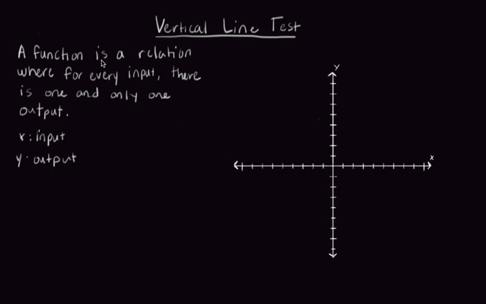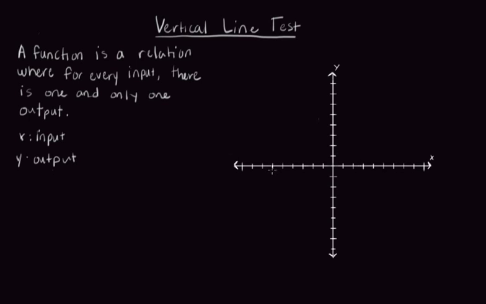A function is a relation where for every input there is one and only one output. So x is always our input, or usually our input, and y is our output. So when we have a function, there's only one y value. There's only one output for every input.